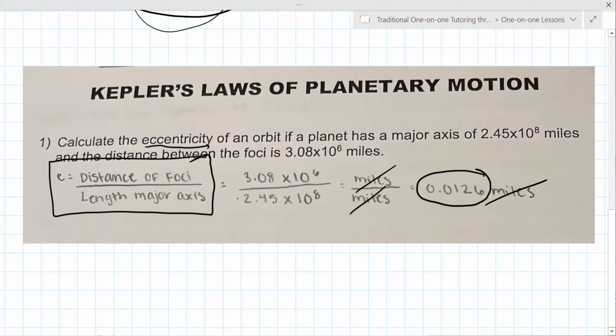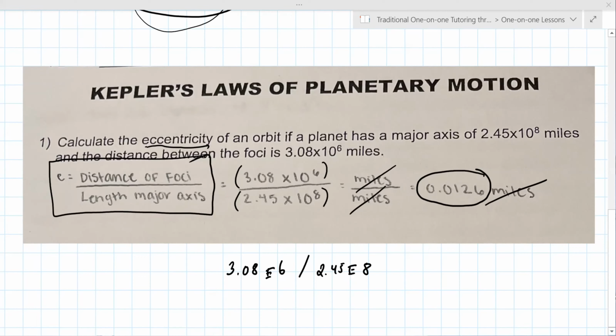And we've done a bunch of calculations here, but if you're going to do this in your calculator, either use parentheses, or like we've been doing, 3.08 E6 / 2.45 E8 would be okay to enter into the calculator. All right, so let's look at the next question.